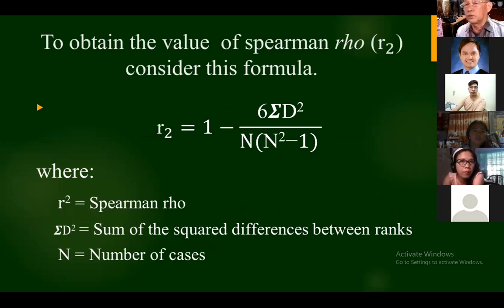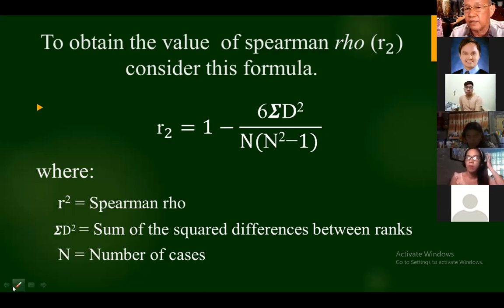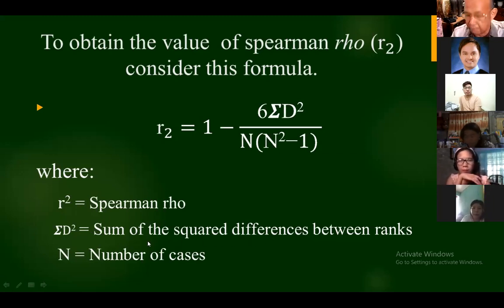To use the Spearman's rank difference score, the data will be ranked first because it lacks the stringent requirements of normality of the scores or the distribution. So instead of analyzing the true value of the scores, you rank the scores and you analyze the ranks using this formula. Spearman's rho is equal to 1 minus summation d square over n times n square minus 1, where rho is Spearman's rho, summation d square is the sum of the squared differences between ranks, and n is the number of cases.